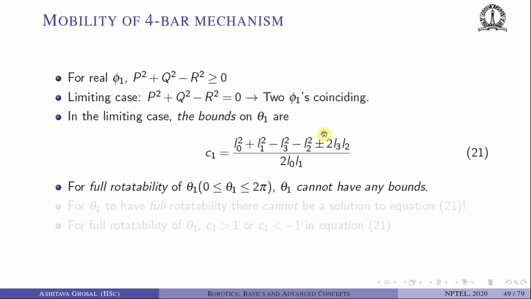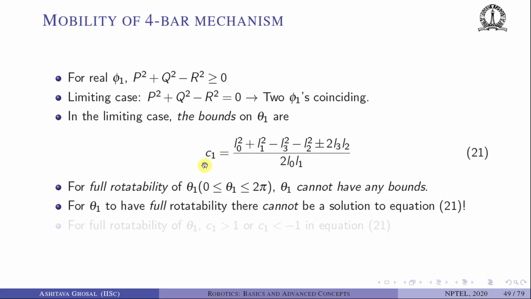So for full rotatability of theta 1, basically that the 4-bar mechanism can be assembled for any given value of theta 1 in the range 0 to 2 pi, theta 1 cannot have bounds. This is the important argument. If I get a value of theta 1 from this expression, then for that coincident phi we will get a theta 1 value. But I want theta 1 to rotate fully and still have phi be real. So we cannot have any bounds on theta 1, which basically means that there cannot be a solution to this equation.